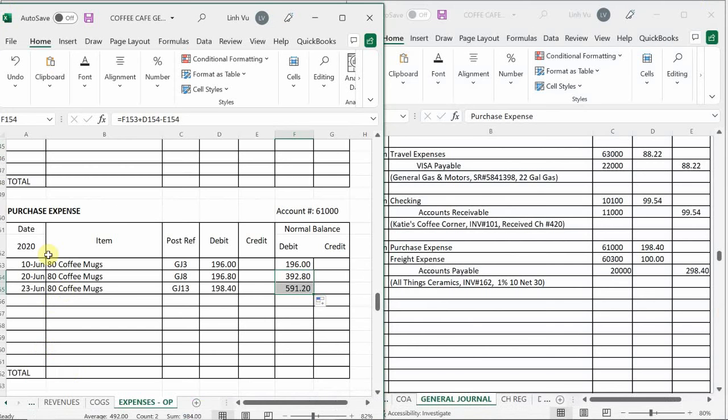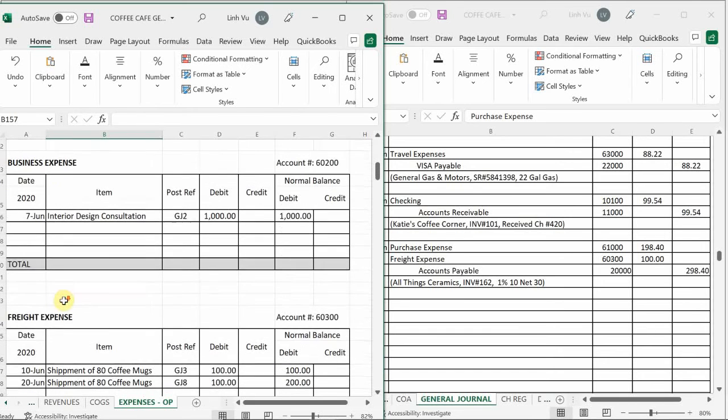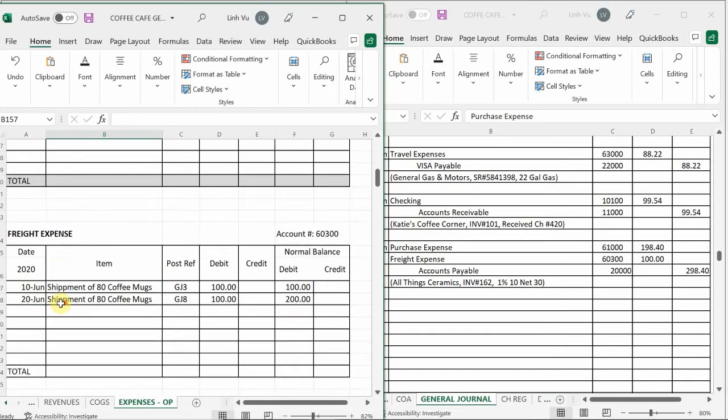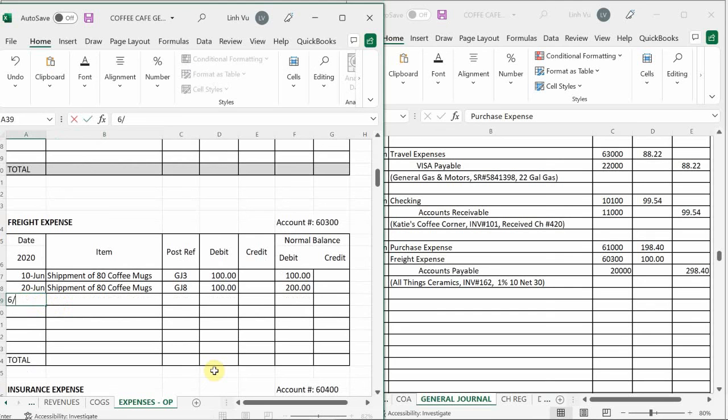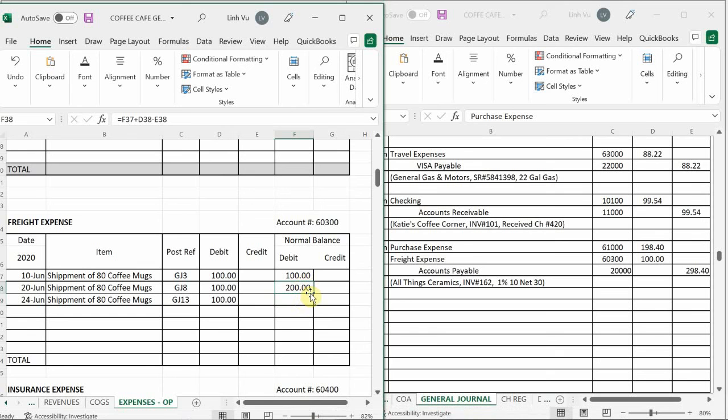Okay. We got to go up to the freight. Shipping of 80 coffee mugs for $100. So in this case, total, excuse me, $300.